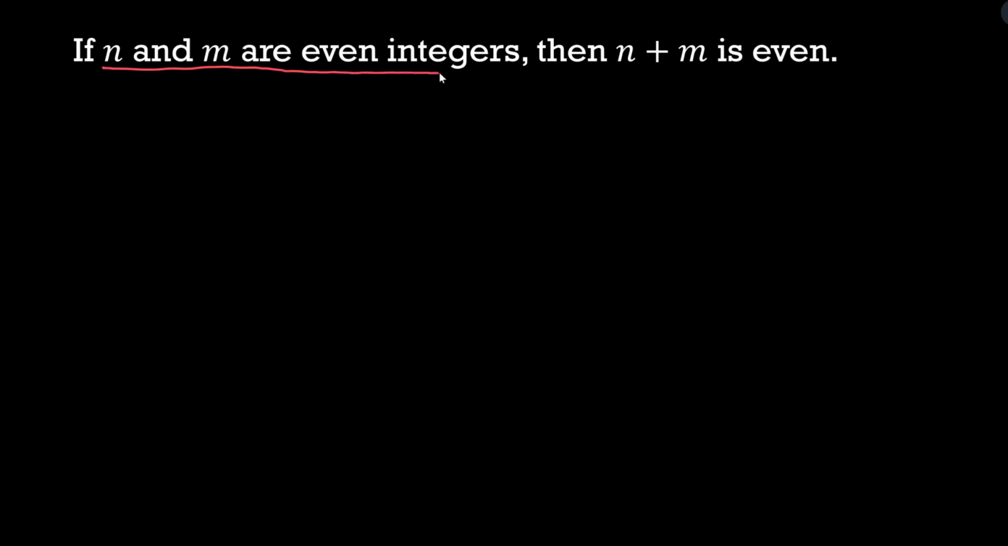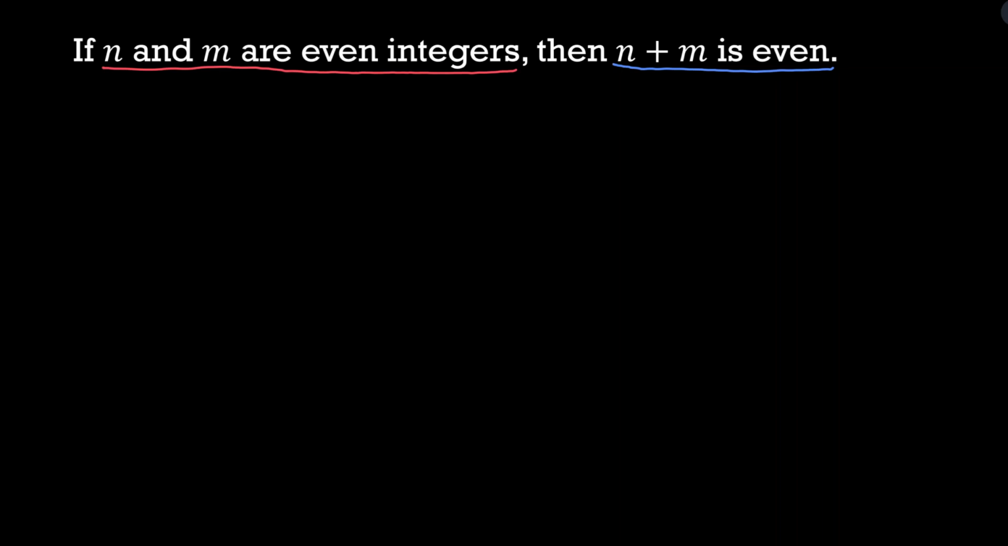N and m are even integers. We want to assume that's true, and we want to show that that necessarily leads to the then statement also being true, which is n plus m is even, right? And that's really the direct proof method. That's all we do. Assume that the if statement, that's sometimes called P, is true and try to show that the then statement, which is sometimes called Q, is true.